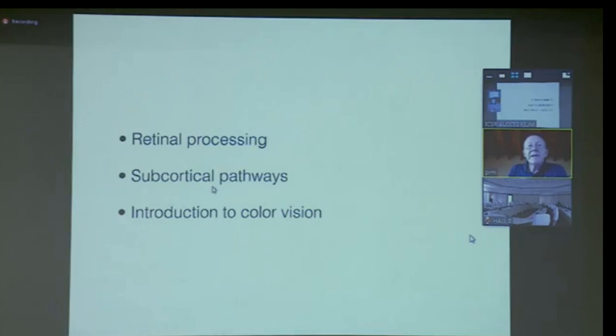Okay, so that's the end of the second part of the lecture. So why don't we take some questions, and then we'll move on. I'll give you an introduction to color vision.